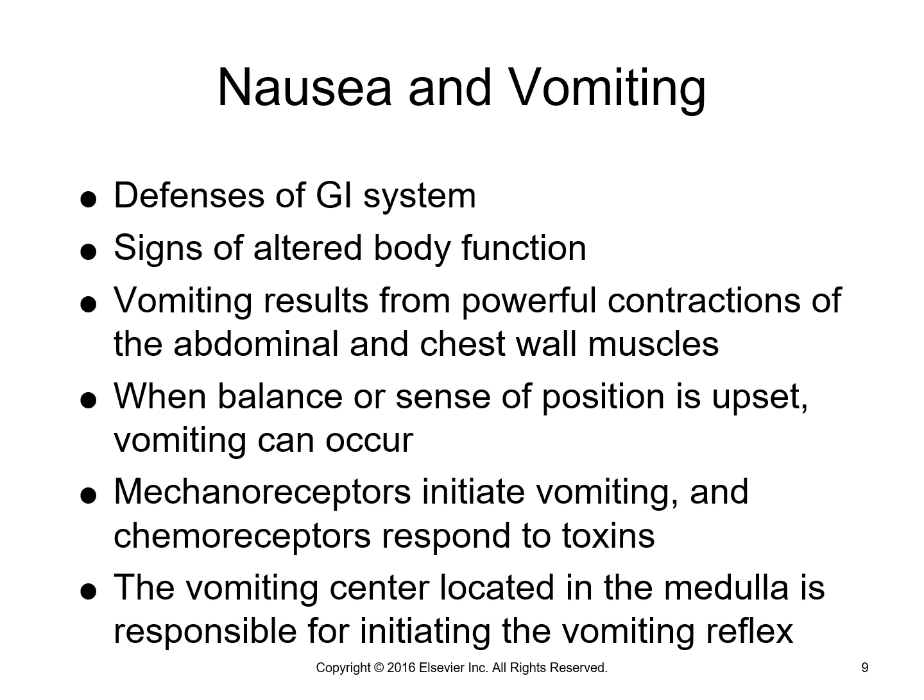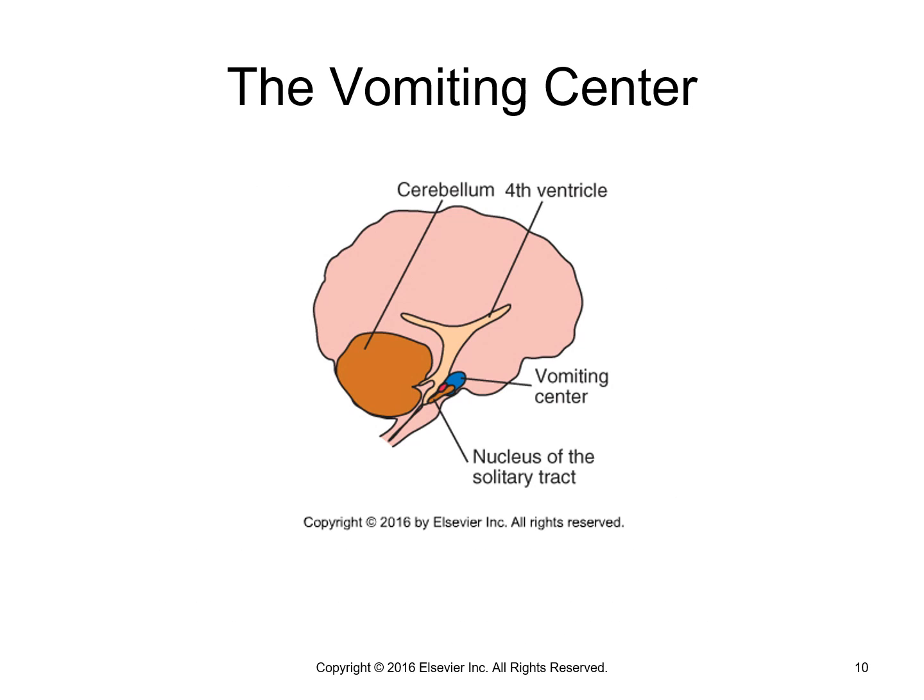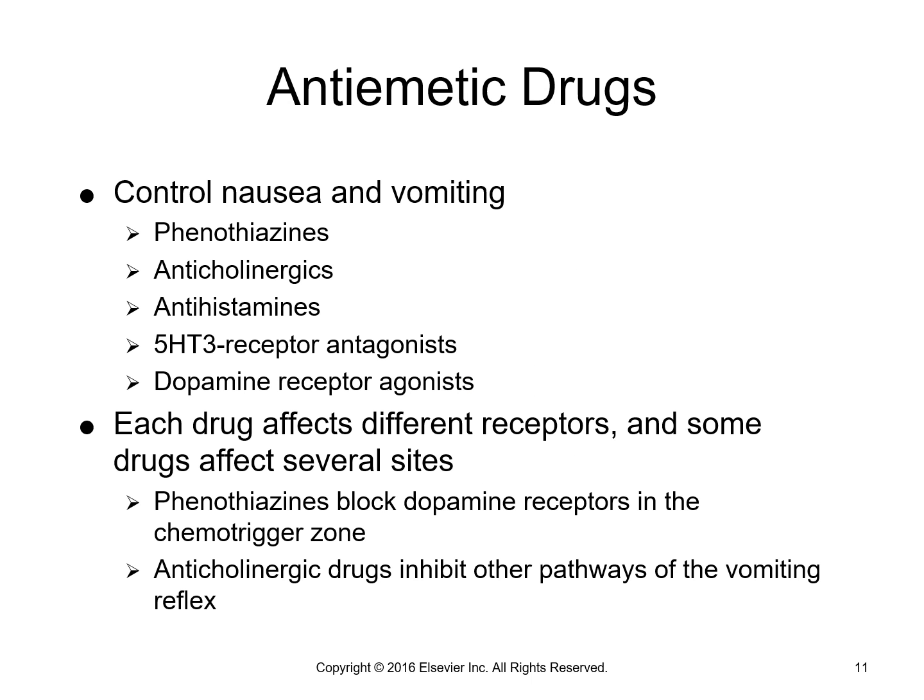When balance or sense of position is upset, vomiting can occur. The vomiting center of your body is located in the medulla and is responsible for initiating the vomiting reflex. This is the vomit center. We talk about antiemetic drugs. So how does this work? Antiemetic drugs control nausea and prevent vomiting. Nausea and vomiting often occur together, and the same drugs are used for both problems.